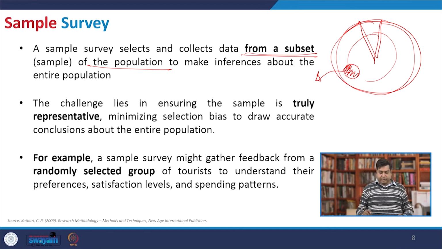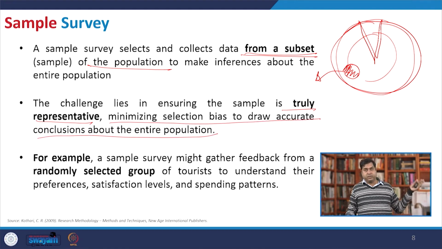The challenge lies in ensuring the sample is truly representative, minimizing selection bias to draw accurate conclusions, which we normally can get from the total population. So, depending on the sampling strategy, if you go for probabilistic sampling, it can be a better representation than non-probabilistic sampling, or judgmental, or purposive sampling. For all this sampling, we will discuss it in detail in our coming lectures.